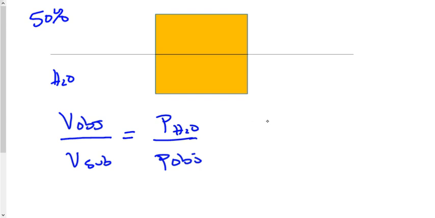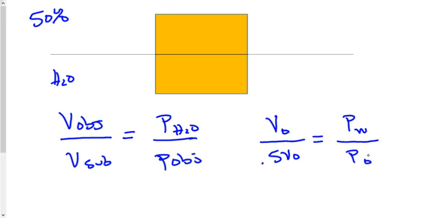So let's call the volume of the object simply V naught. And the volume submerged is going to be 0.5 V naught, equals the density of water. Let's just go density and put a W there, over the density of the object. Let's just do an O there. So then we can do a cross multiplication here. So I've got V naught times rho naught equals 0.5 V naught and rho of W.